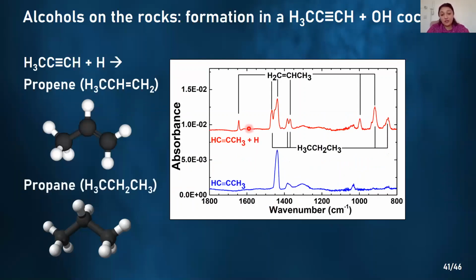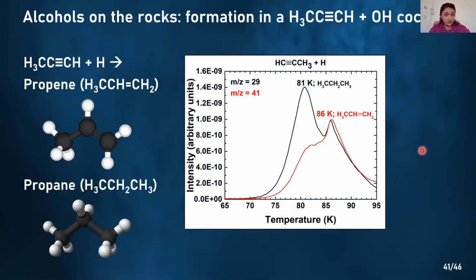These are the IR spectra of propyne and propyne plus H acquired at 10 Kelvin. You can see that there are a number of propene and propane features that overlap with each other, but there are two distinct peaks, which are the C double bond C stretch of propene and the C single bond C stretch of propane.